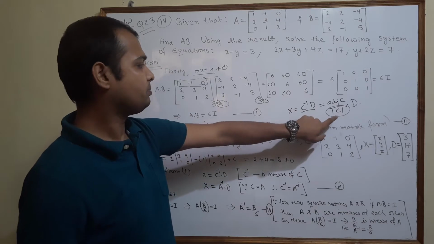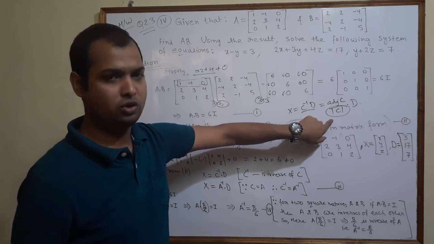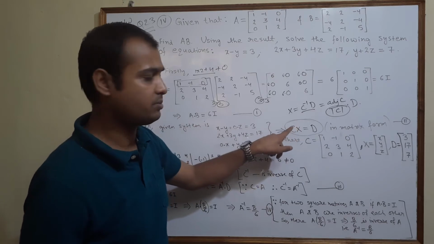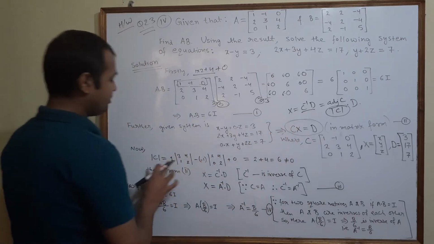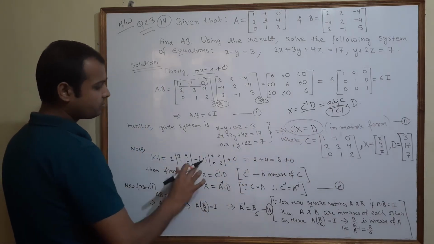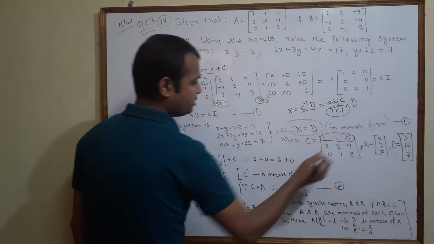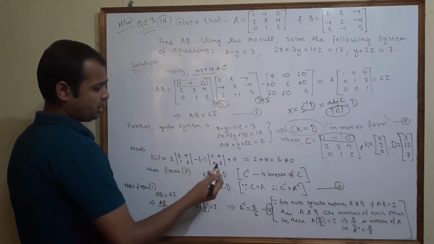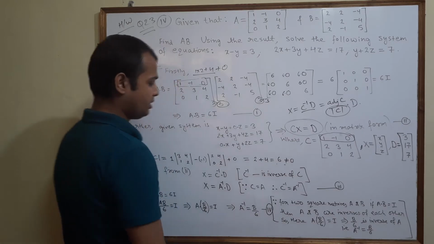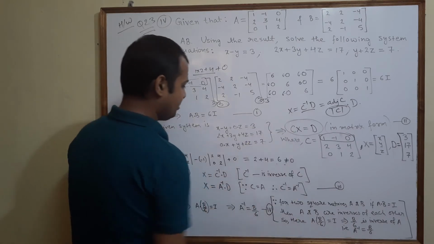So firstly we have to see whether this determinant is non-zero or not. If the determinant is non-zero, then only we can use this matrix method. So firstly we'll find the determinant of this matrix C. Here I have expanded along the first row and solved. I got 6, and clearly 6 is not equal to 0. That means we can use this matrix method.